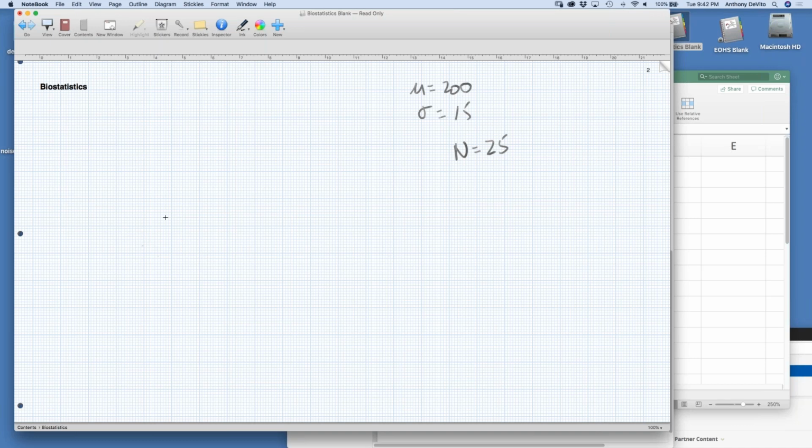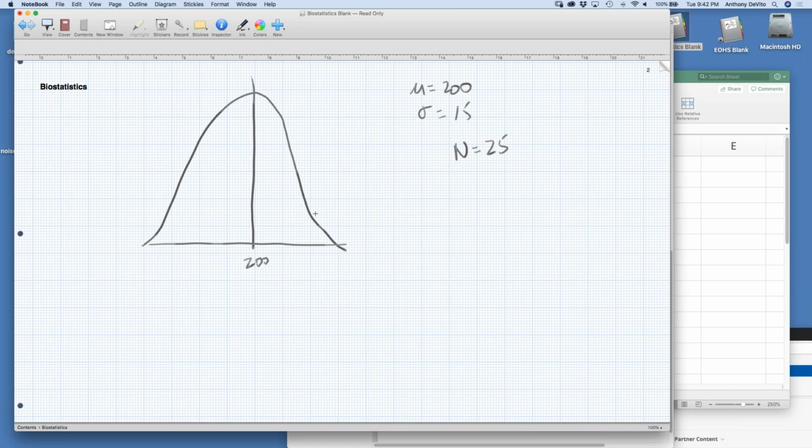Well, what it would look like is, number one, the mean of those repeated samples would be the same as the population, or approximate the same as the population. So the mean would be 200. But the standard deviation, the spread, would no longer be 15, because we're taking 25 scores, averaging them, and then doing it again, taking 25, averaging them. So they're not going to be as variable as the individual scores are.